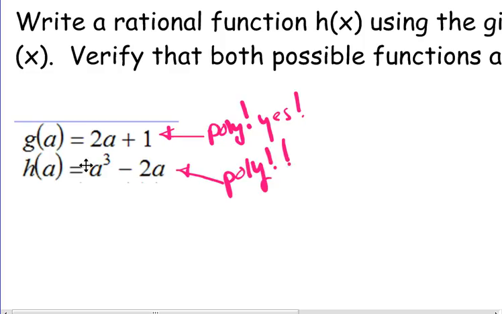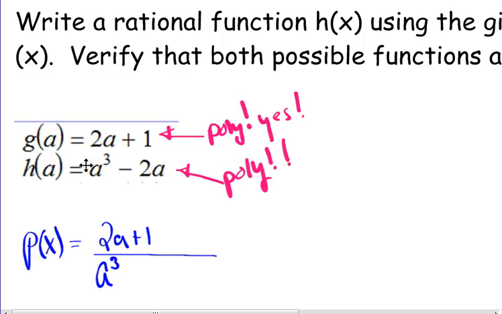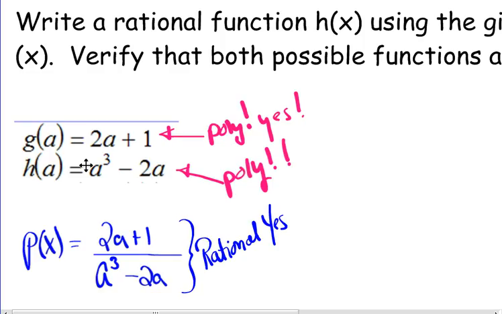So, when I decide to come along and write p of x, some function that has 2a plus 1 on top and a to the third minus 2a on bottom, and since both of those are polynomials, this is a rational function. And the reasoning is because both my numerator and my denominator are polynomials by the definition of polynomials.